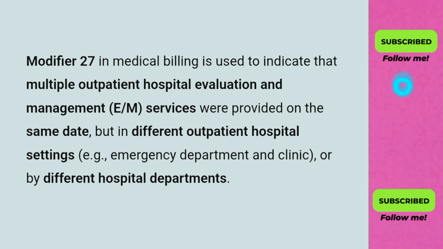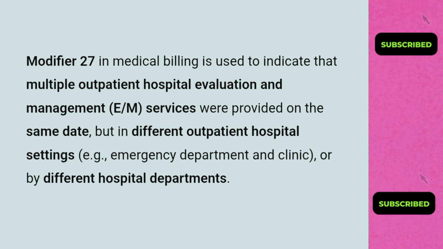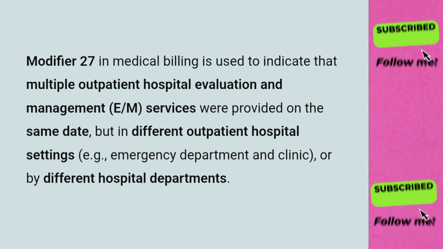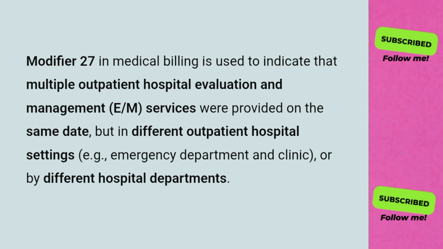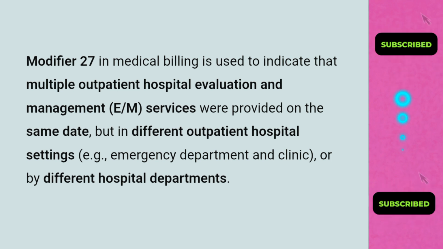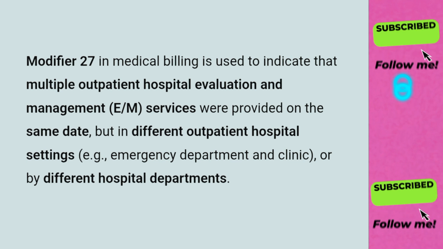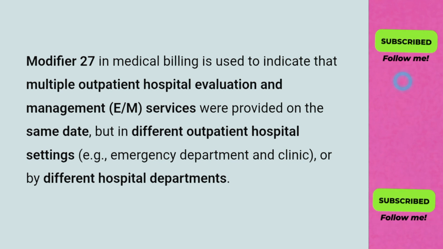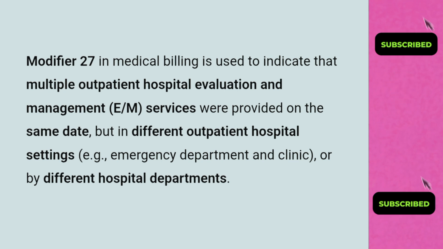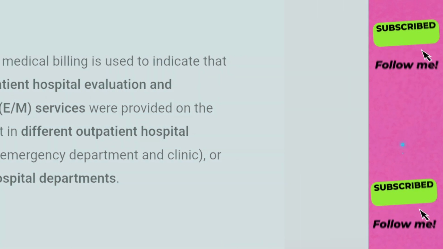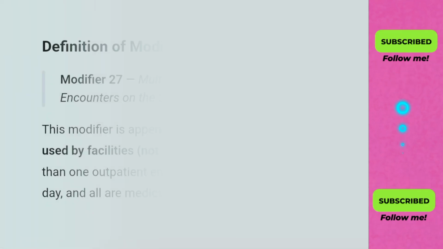Modifier 27 is usually used to indicate that there are multiple encounters and E&M services provided on the same date, in different departments of the hospital or in different outpatient settings, like for example emergency departments and clinics. And then we can use one of the procedure codes with the 27 modifier.